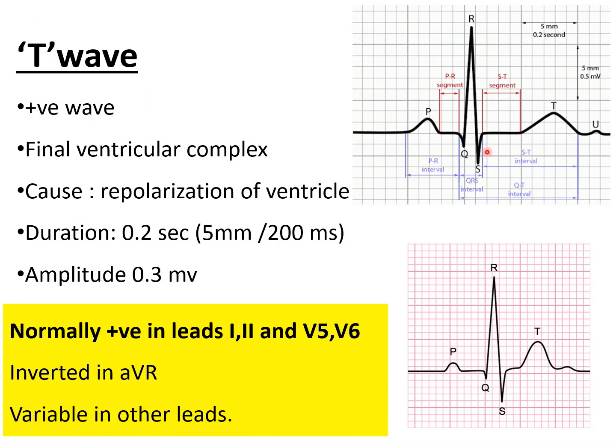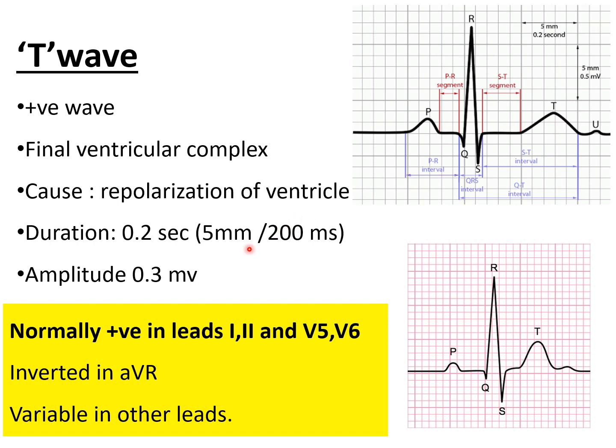So far we have learned the P wave, QRS complex, and the ST segment, and next we are learning about the T wave. The T wave is a positive wave. Already we learned why the T wave is a positive wave. This denotes the repolarization of the ventricle. This is the final ventricular event.